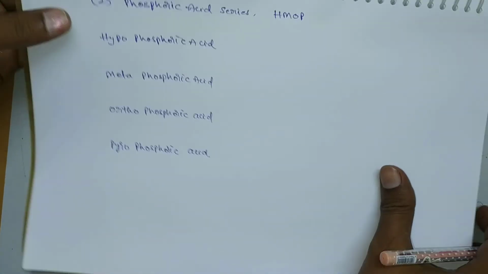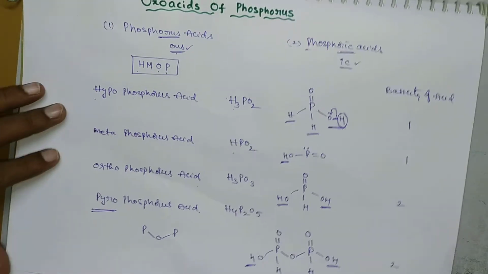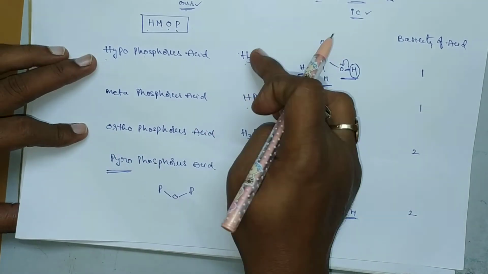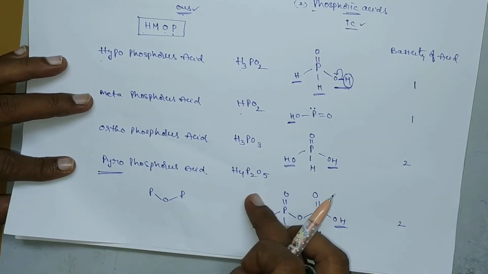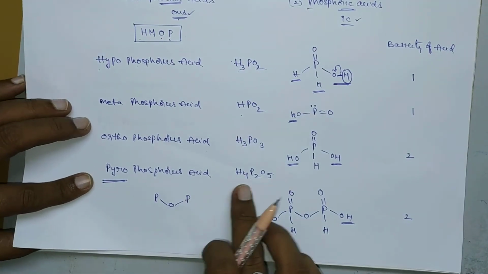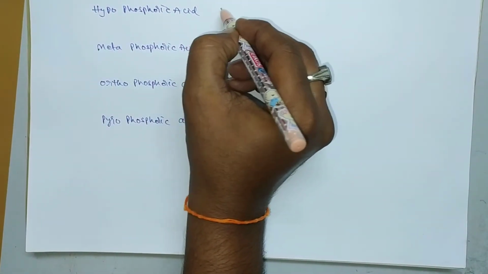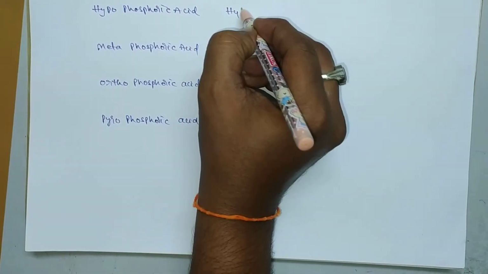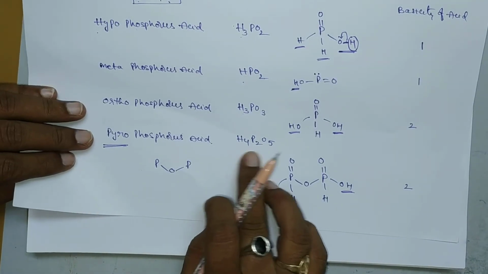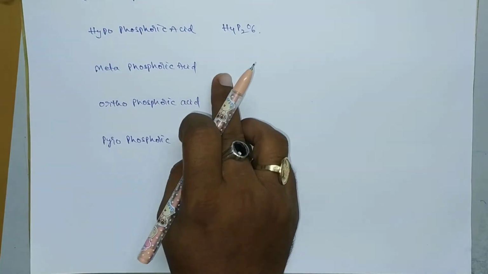So hypophosphorus acid means H3PO2. The series is continued with increasing oxygen atoms. Pyrophosphorus acid means H4P2O5. Now we have to write H4P2O6. The series is continued. And the next one, metaphosphoric acid.